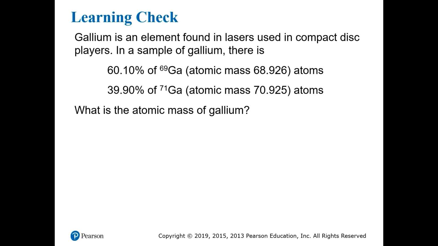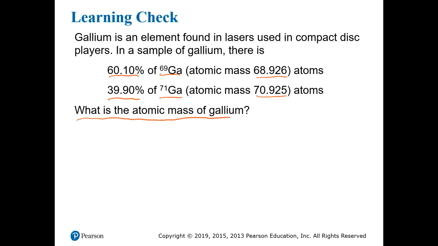And we can do another example using gallium. Gallium consists of 2 naturally occurring isotopes. So we have gallium-69 and gallium-71. Gallium-69 has a mass of 68.926 AMU, and gallium-71 has an atomic mass of 70.925 AMU. And it also gives us the abundances. 60.10% is gallium-69, and 39.90% is gallium-71. So what is the atomic mass of gallium?